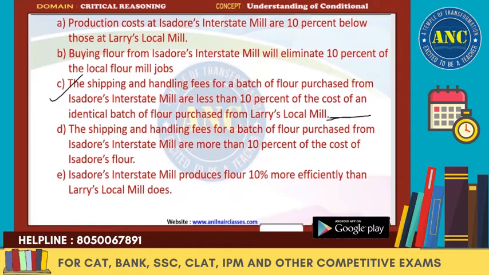Option E, Isadore's interstate mill produces flour 10% more efficiently than Larry's local mill does. Now, higher efficiency could explain the lower price of the flour from Isadore's interstate mill, but there may be a variety of other reasons. Hence, again, this option, we cannot state this conclusively.